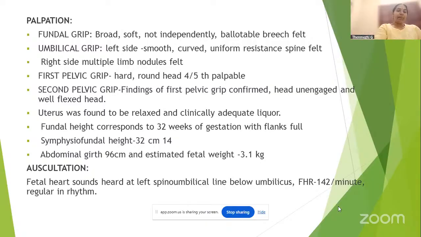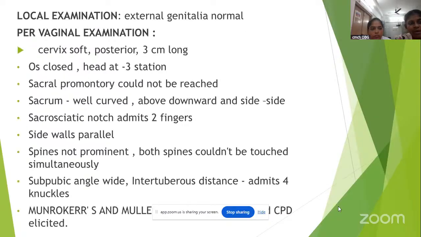Proceed now. Yes, ma'am. On auscultation, fetal heart sounds heard at the left spinoumbilical line below the umbilicus, and the fetal heart rate is found to be 142 per minute, which is regular in rhythm. On local examination, external genitalia normal. On per vaginal examination, cervix soft, posterior, 3 cm long, os closed, head at -3 station. Sacral promontory could not be reached with ease. Sacrum is well curved from above downwards and from side to side.